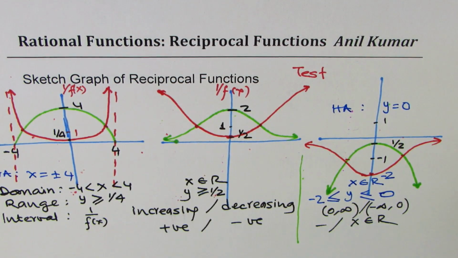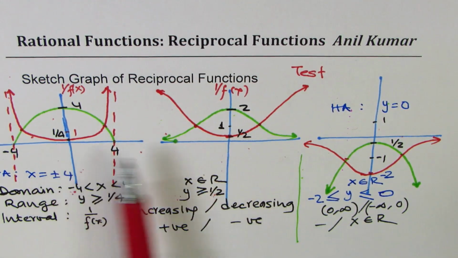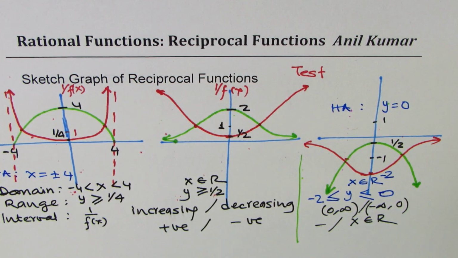I'd like you to write the increasing decreasing intervals for these two graphs yourselves. You can put the answer in comments, and if you have doubts, ask them. Feel free to ask your questions, post them.